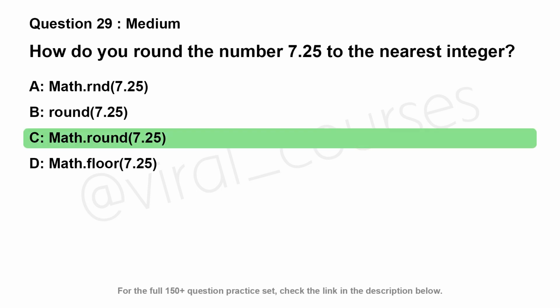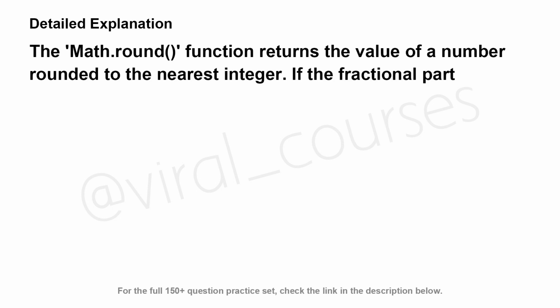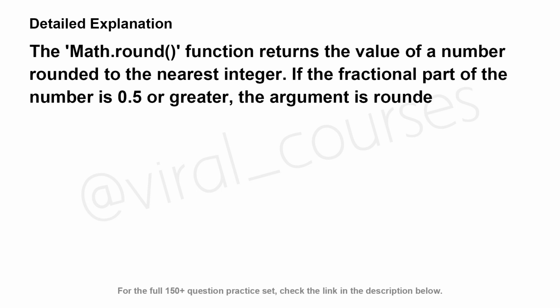The correct answer is C. The Math.round function returns the value of a number rounded to the nearest integer. If the fractional part of the number is 0.5 or greater, the argument is rounded to the next higher integer.